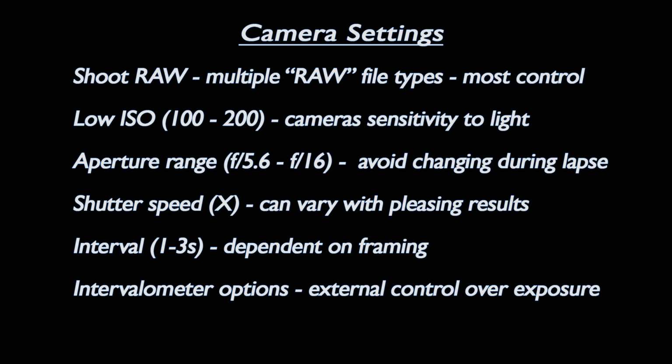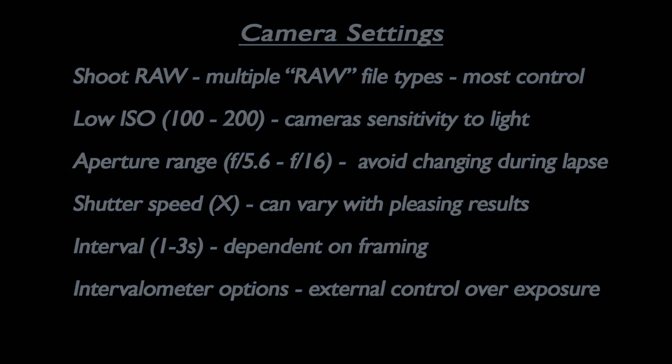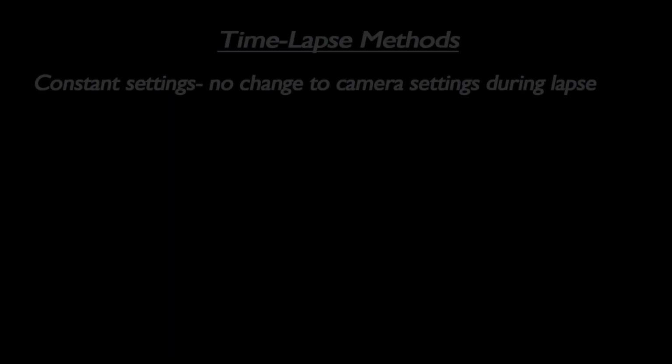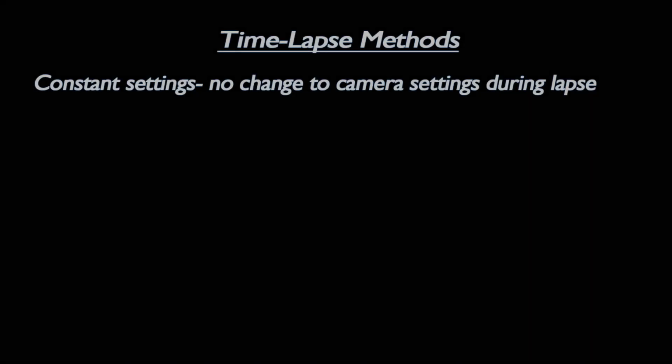I'm going to slowly walk up this ladder of methods, from basic to a little more advanced. So constant settings: you choose one set of shutter speed, aperture, ISO, and you just leave it throughout the entire thing and deal with the post-processing later. These may be shorter lapses because the moon may get really bright over time.